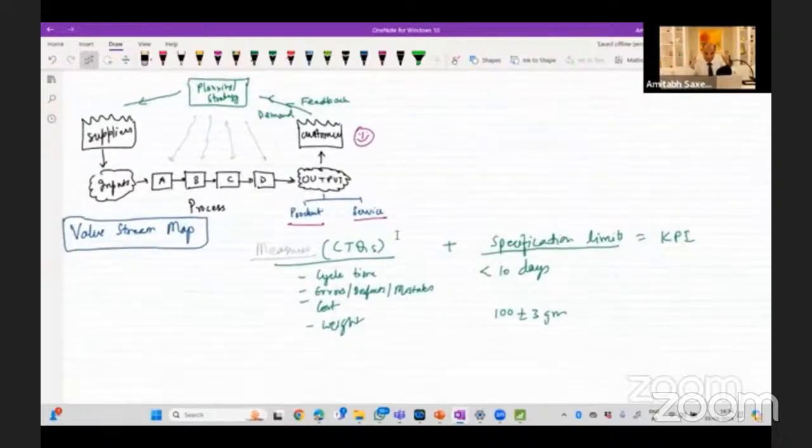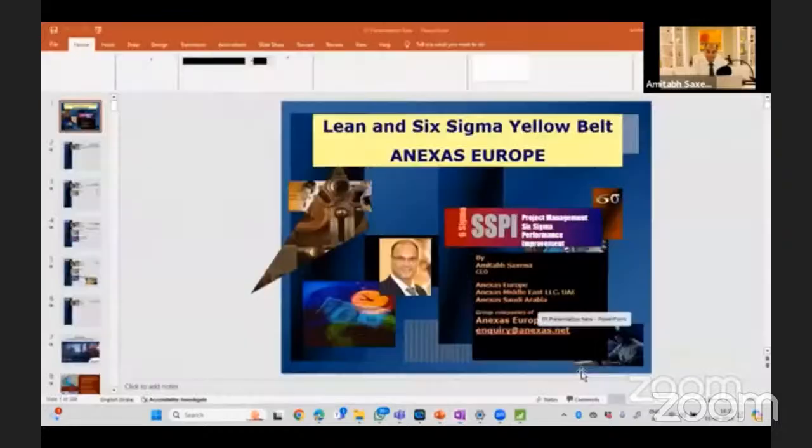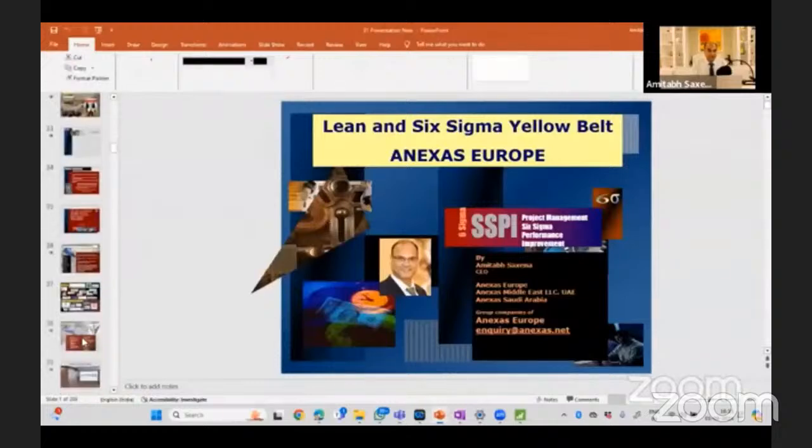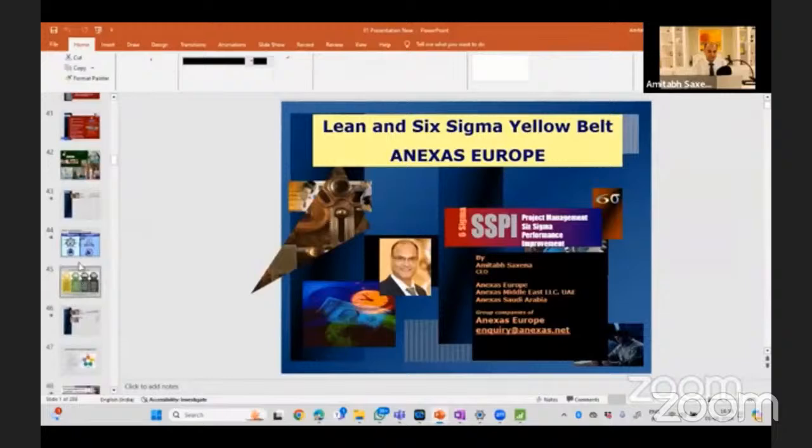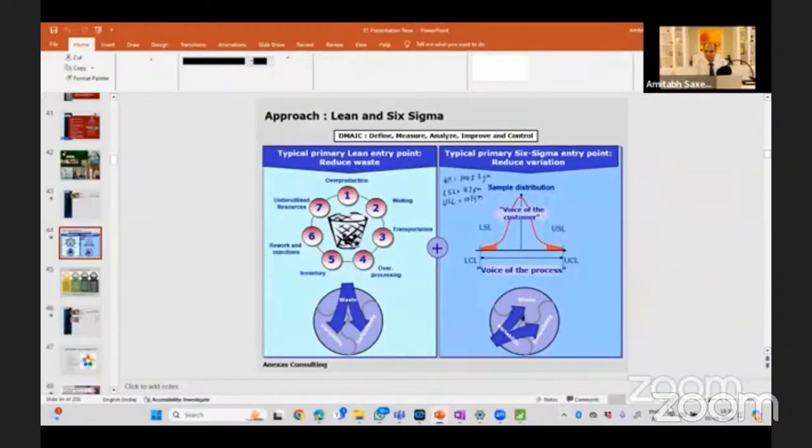Now we have understood the systems thinking. We have developed the systems mindset. Now it is time to improve. Now, how can I improve? There are two ways to improve. One is by identifying the non-value added activities in the process, and another way is to reduce the variation in the process. So if I am following the first one, which is reducing the non-value added activities in the process, I say that I am using lean approach.